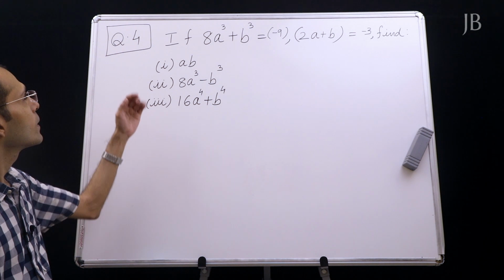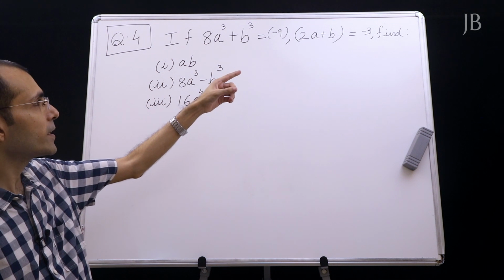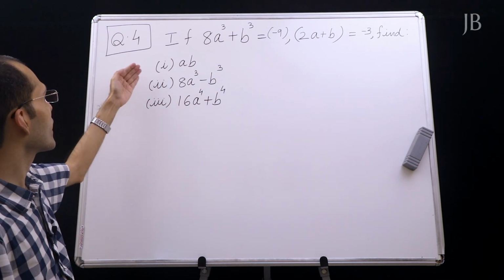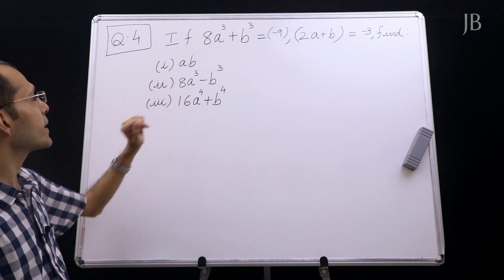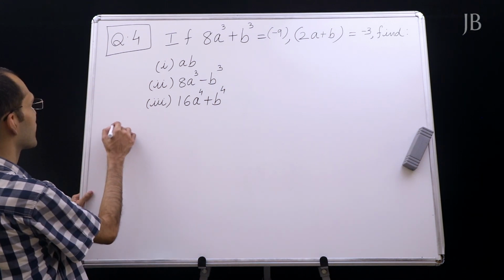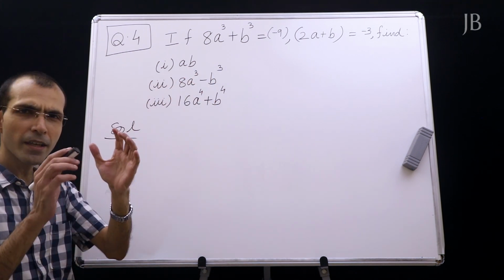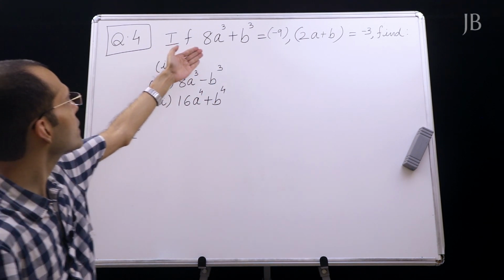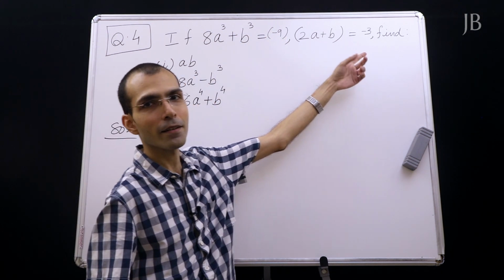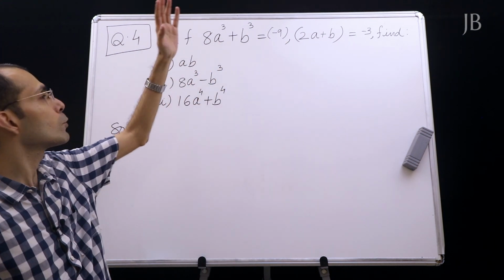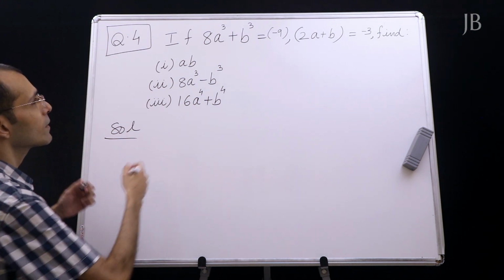Question 4. If 8a cube plus b cube is minus 9 and 2a plus b is minus 3, find the value of ab, 8a cube minus b cube, and 16a raised to 4 plus b raised to 4. Many subparts are there. Let us see. Now see, we need to find ab here and we are given 2a plus b and these cubes also. So what would be the most obvious thing? To cube both the sides here, not to cube this one. This is already a cube. If you cube it, it will become 2a raised to 6 plus b raised to 6 and so on. So that wouldn't be appropriate.